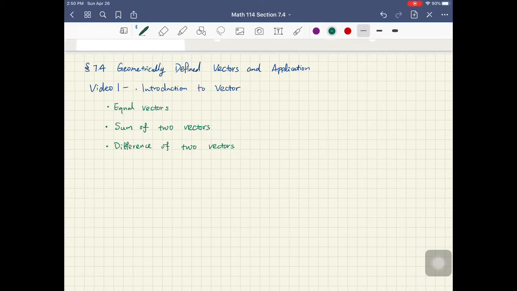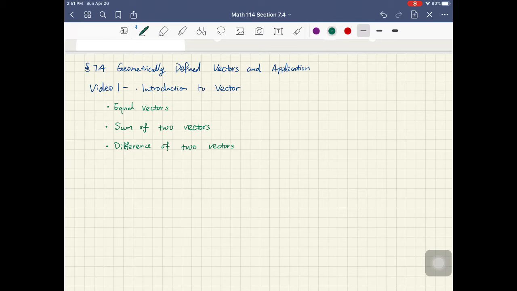The answer is yes, we can add them and we can subtract them. Just like when I'm adding 2 and 3, two real numbers together, I will get back a 5, which is another real number. When we're adding two vectors, we're going to get another vector back.